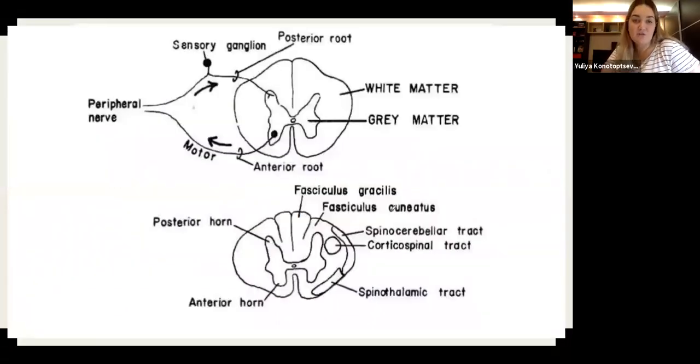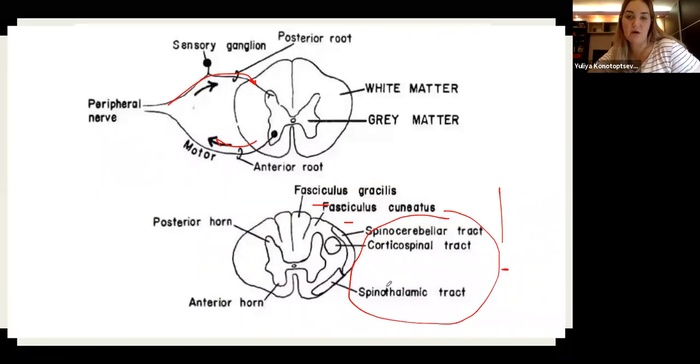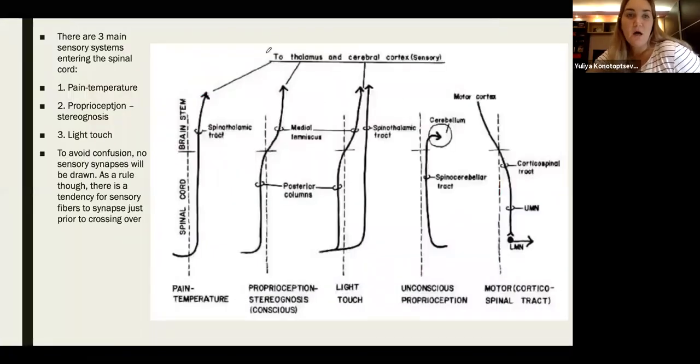This is additional information for you, but I strongly suggest you study this on your own. It's very nicely visible here. So it's repetition, okay? It's always repetition. White, gray matter, dorsal root, ventral root, all the different fasciculi, all the most important tracts. Make sure that you see that all of these are your sensory tracts. This is general information about the sensory tracts. Which kind of things are they carrying? Pain, temperature, proprioception, light touch.